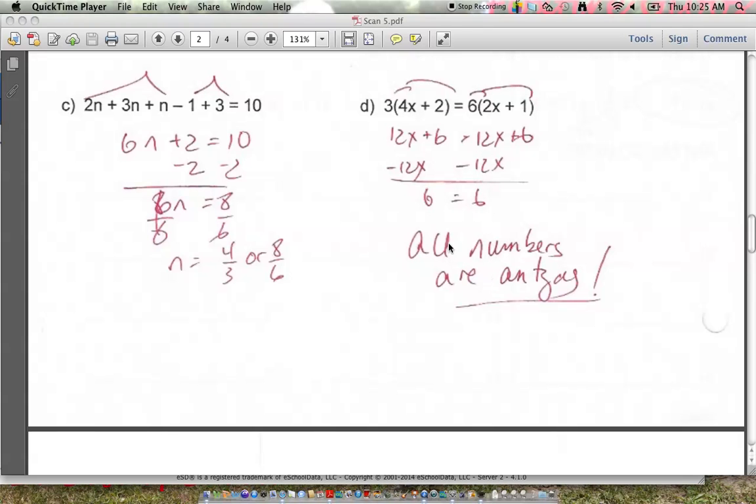And then finally, you need to write down that all the numbers are answers. If you only left off with 6 equals 6 and you stop there, you're going to lose a point. Somewhere you have to write down that every number is an answer to this question. There are infinite numbers of answers because anytime it equals itself. Now, if it said 10 equals 6, there would be no answers.